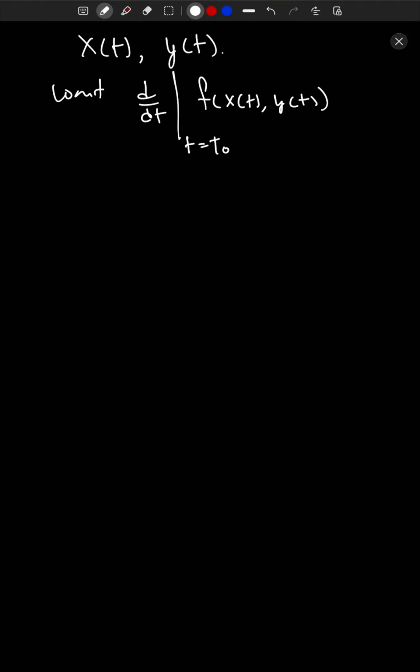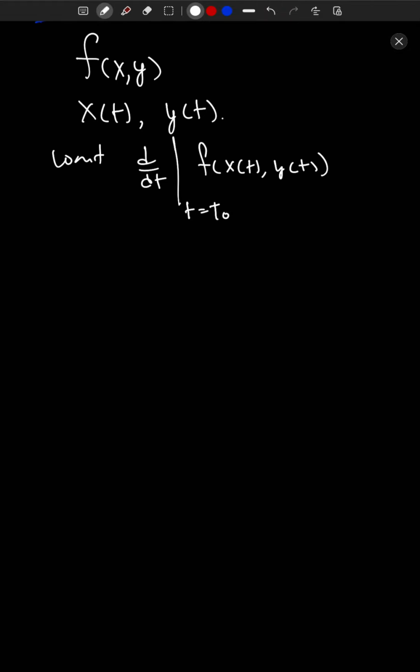Okay, so how do we actually do the computation? I said that anything that has to do with derivatives of f, I can replace f with the tangent plane. So which tangent plane? Well, I'm interested in t equals t naught.